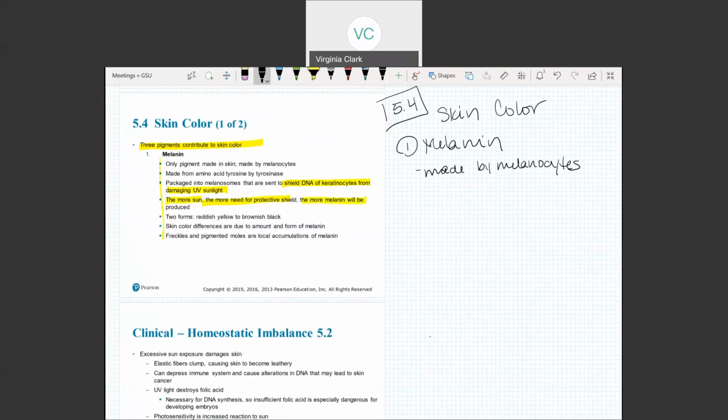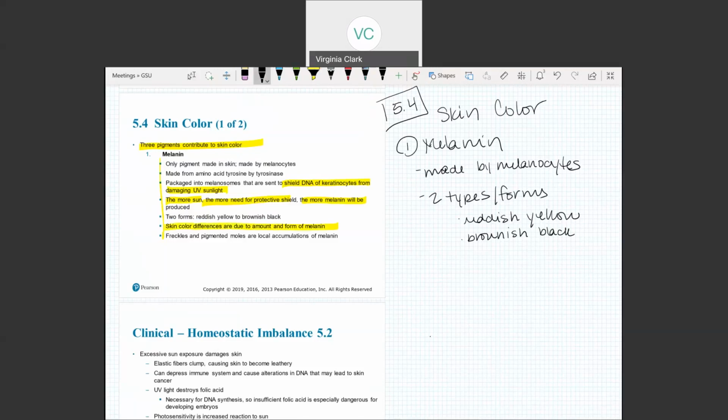So there's two different types or kinds of this pigment, two forms is another way to say that. There's going to be one that is reddish yellow and one that is going to be brownish black. But they both are going to follow the same process with the melanin and transferring over to the keratinocytes. So the difference between the skin coloration is really going to be due to the amount of melanin.